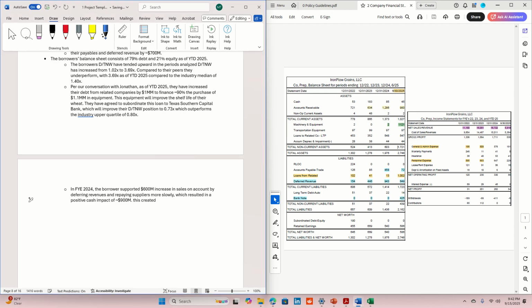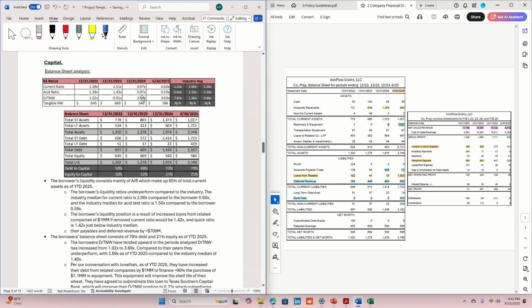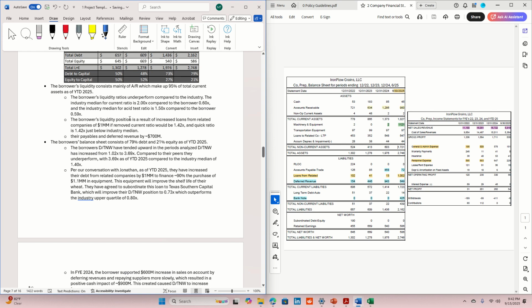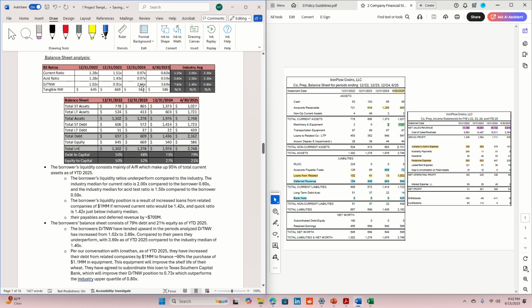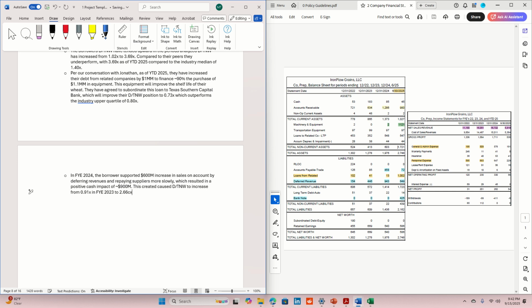This caused that tangible net worth ratio to increase from 0.91x in fiscal year end 2023 to 2.66x in fiscal year end 2024. And that's what happened there.